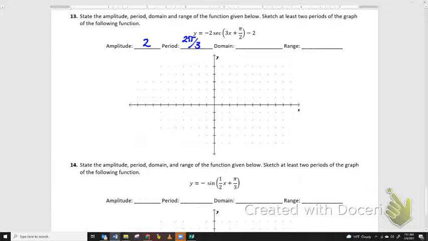Secant is the inverse of what? Yes, inverse of cosine. So I'm going to do 3x plus pi over 2 equals 0 for my left endpoint.